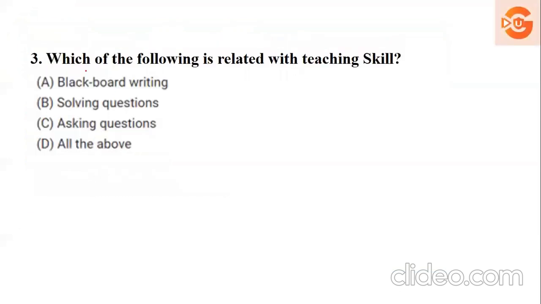We have the next question, that is, which of the following is related with teaching skill? Now when we talk about teaching skill, which of the following is related?